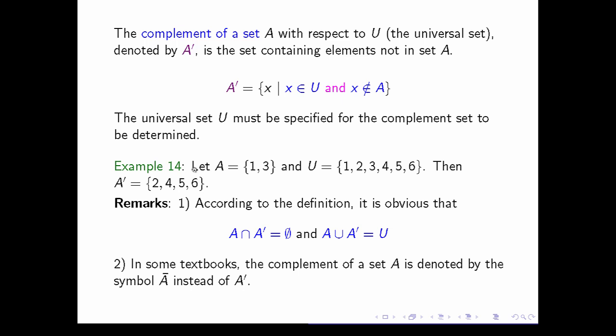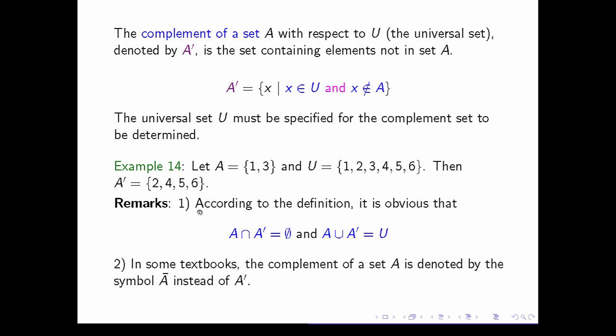In this example, A has 2 elements, 1 and 3. U, the universal set, has 6 elements, 1, 2, 3, 4, 5, and 6. Then A prime is clearly 2, 4, 5, and 6. And you can see that if we use different universal sets, A prime will be different. So the complement is always relative, with respect to the universal set.